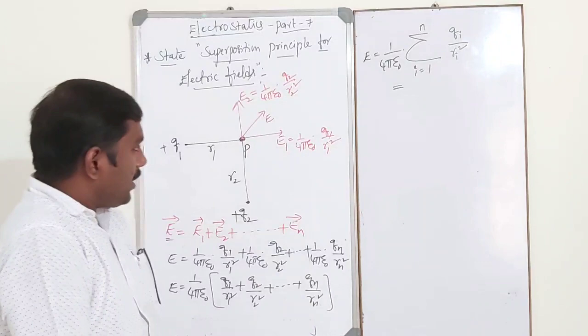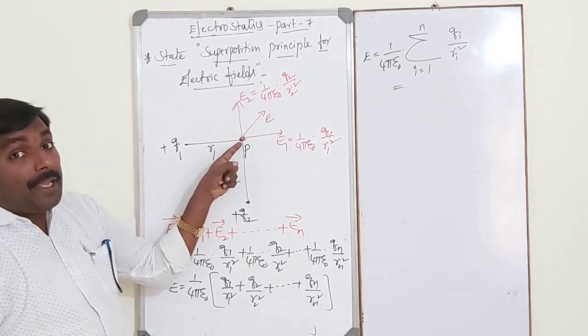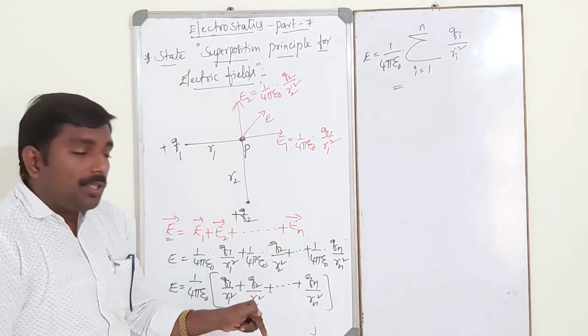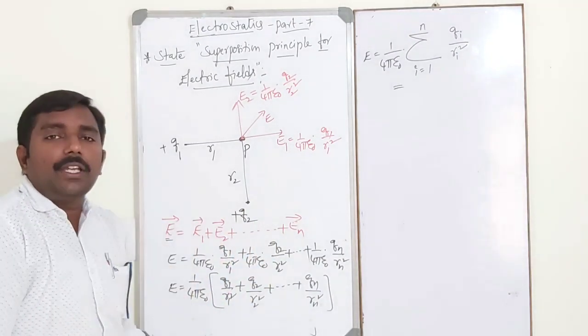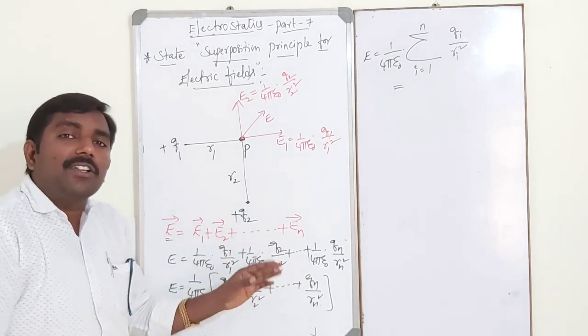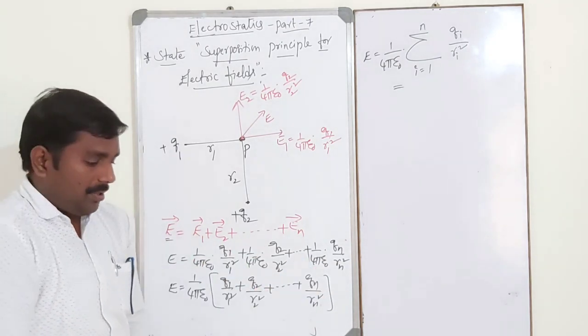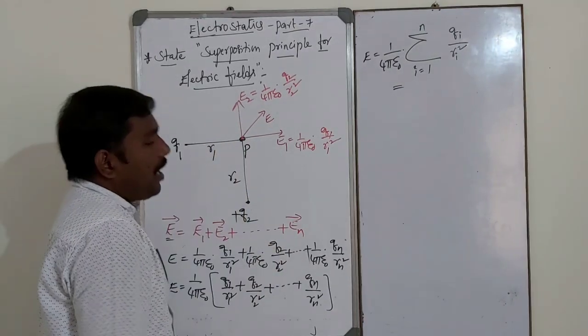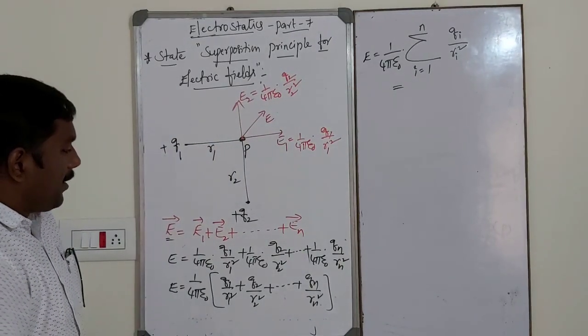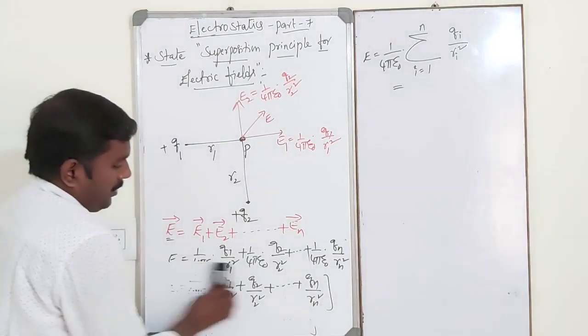It states that the net electric field at P due to all charges is equal to the vector sum of all the electric fields due to all charges. This is the superposition principle for electric fields. Okay, students, next one.